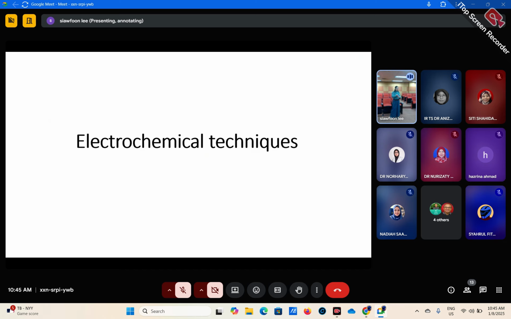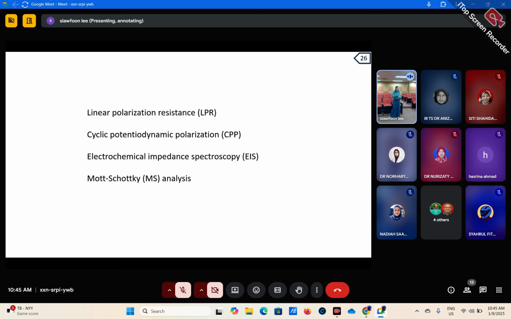So now I'm going to review the electrochemical techniques that you can use to detect, for example, the corrosion potential, or the pitting corrosion, using linear polarization resistance. Another is cyclic potentiodynamic polarization, electrochemical impedance spectroscopy. Another is equivalent circuit analysis.